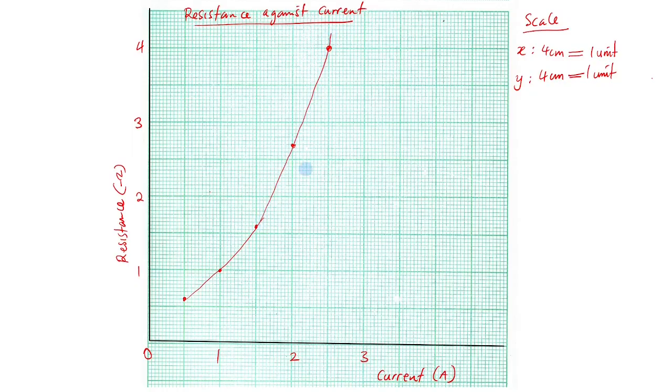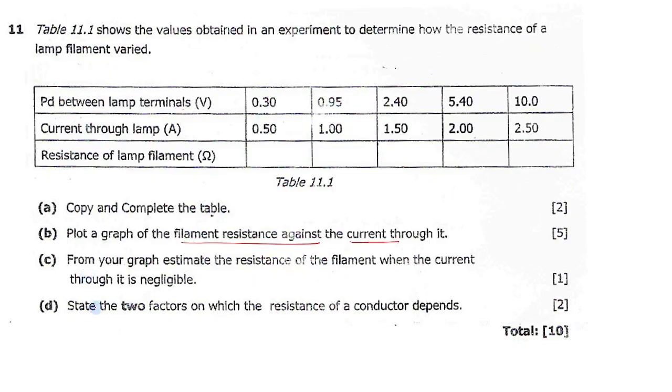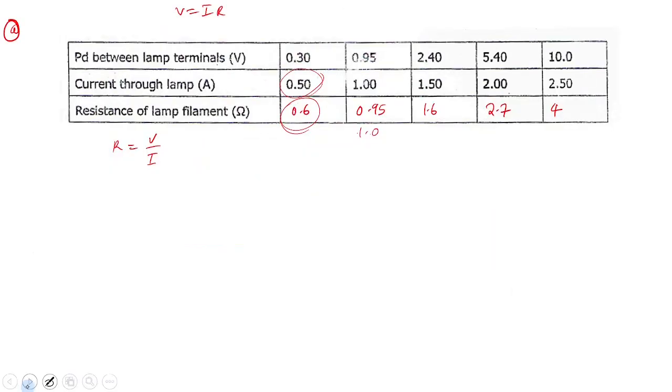So yeah, you connect them like that. So that is the graph. Then you come here, they're saying, state the two factors on which the resistance of a conductor depends. So the resistance of a conductor depends on, one, the temperature, and also on the length and the cross-section area of the conductor as well.